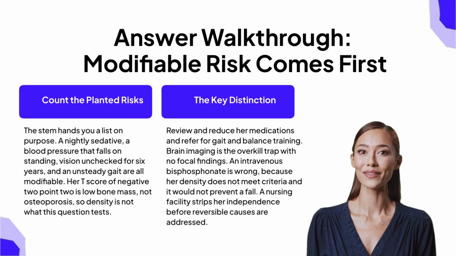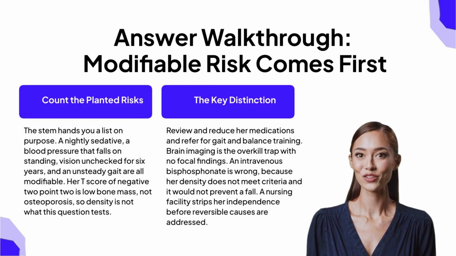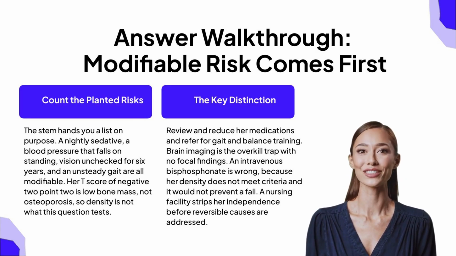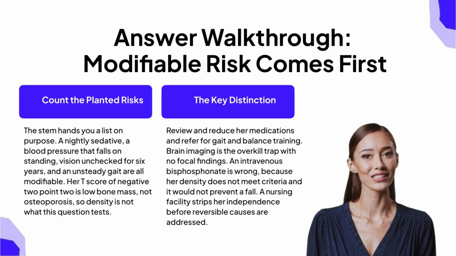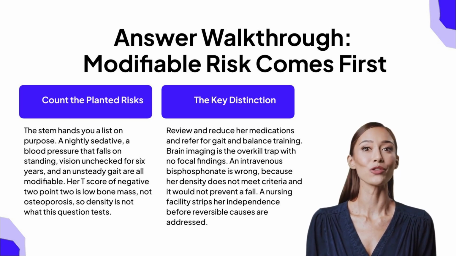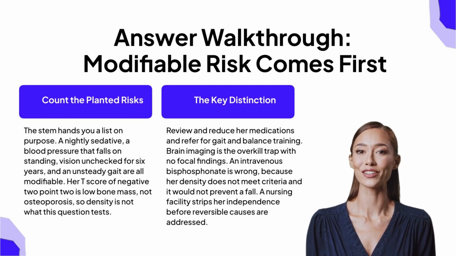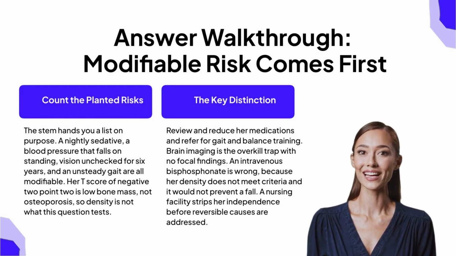Choose your answer. Count the planted risks. A nightly sedative, blood pressure that falls on standing, vision unchecked for 6 years, and an unsteady gait, all modifiable. And her T-score of -2.2 is low bone mass, not osteoporosis, so bone density isn't what this tests. When a vignette stacks modifiable risks, the answer removes them.